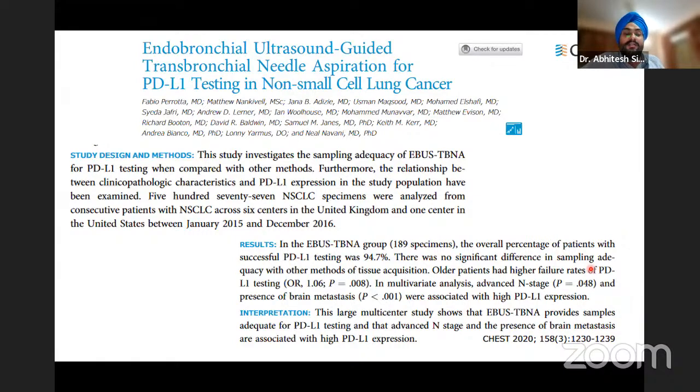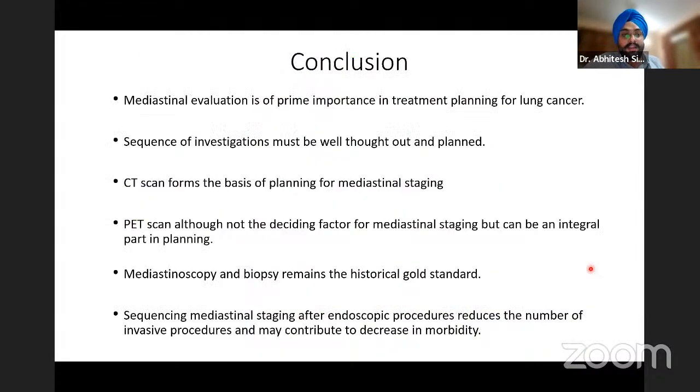So again, mostly for squamous cell carcinomas, we prefer doing a PDL1. So in those cases also, this meta-analysis showed we can have adequate sampling.